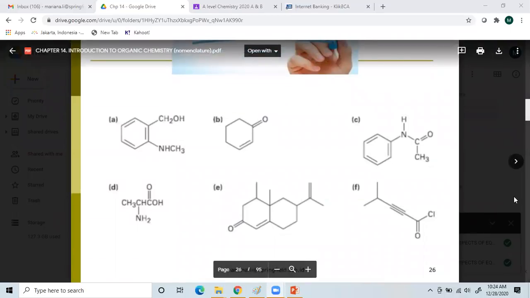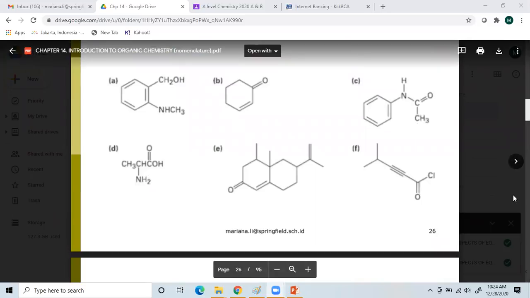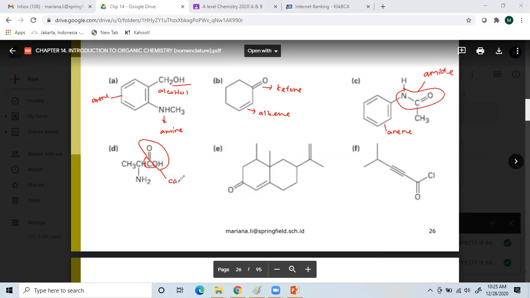Next question, again, identify the functional groups. Okay, this time you should be faster. So this is alcohol. Arene. Amine. Ketone. Alkene. Amide. Arene. Carboxylic acid. Amine. Ketone. Alkene. Alkene.